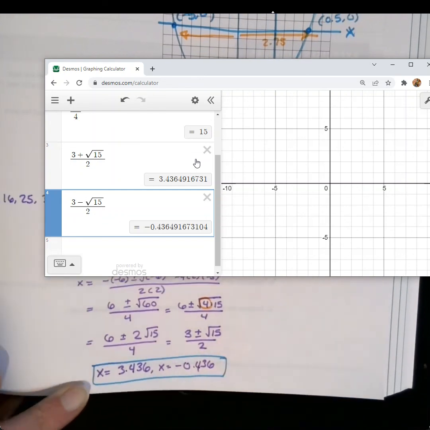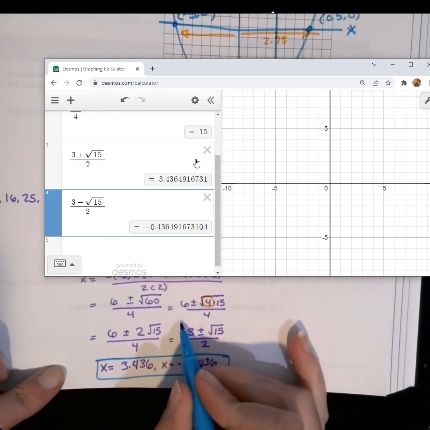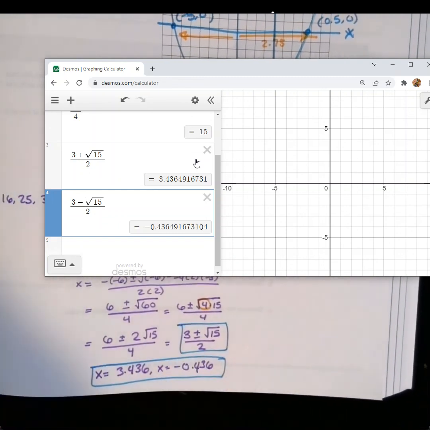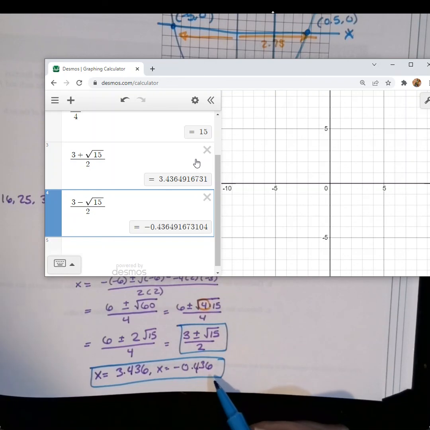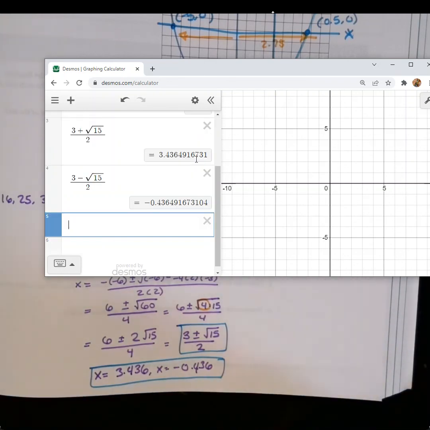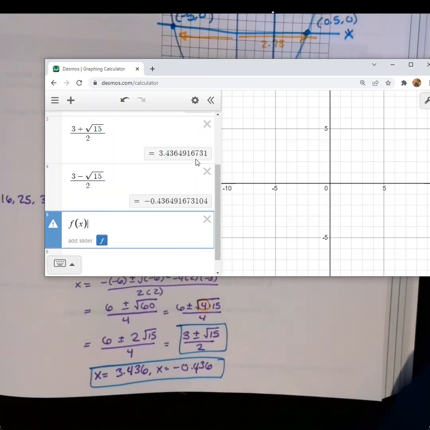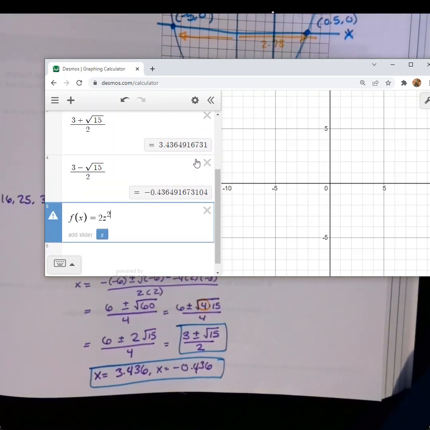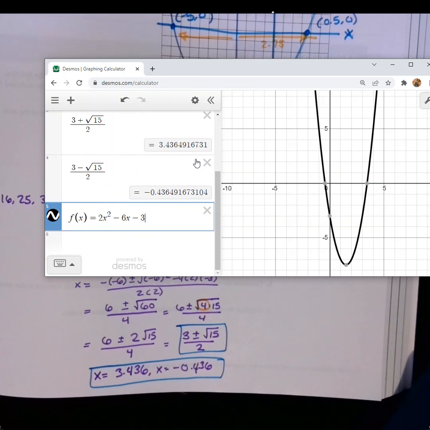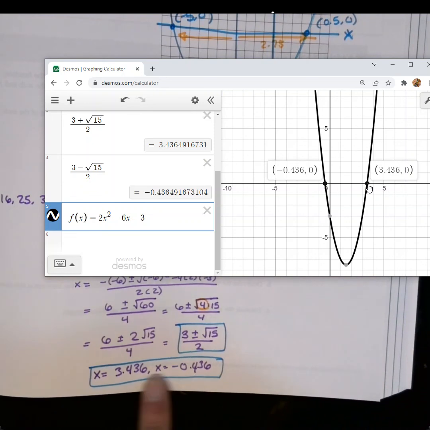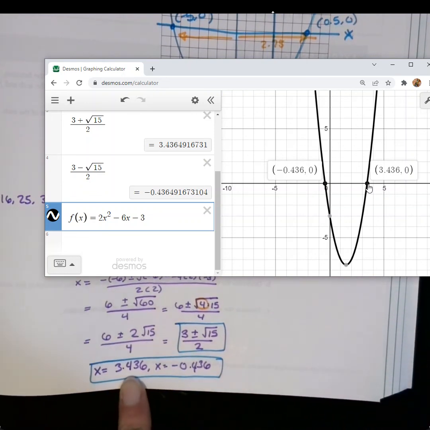But if we were simplifying this, the two answers would be 3 plus the square root of 15 over 2 and 3 minus the square root of 15 over 2. So we have our exact form and we have our decimal form. Okay. Now, let's check them. This function was f of x equals 2x squared minus 6x, and then minus 3. So with negative 0.436 and 3.436, we can see that yes, we have the correct answer.